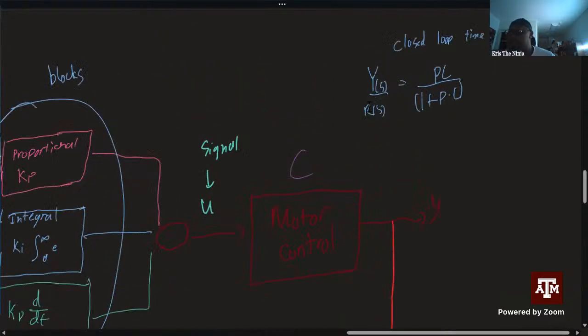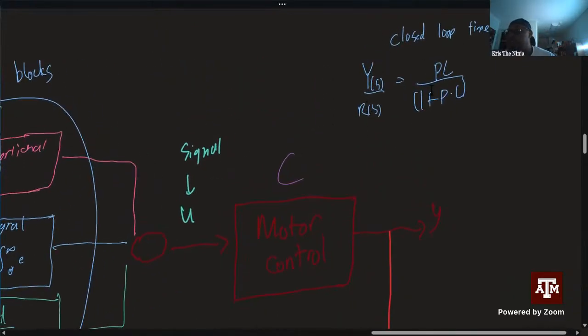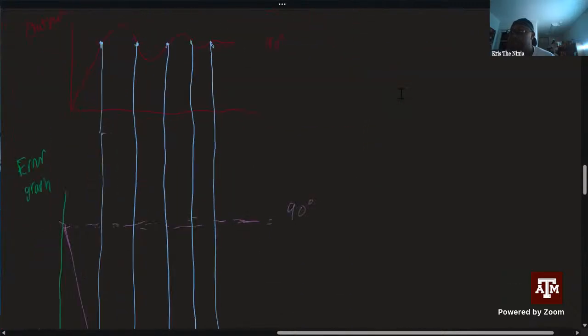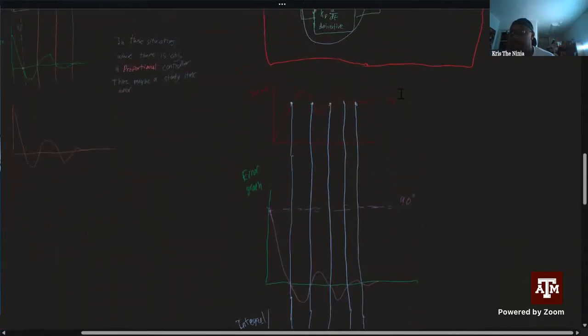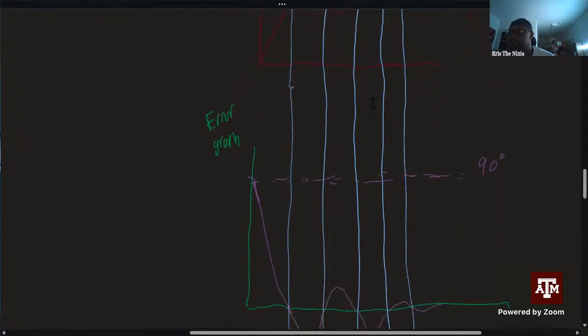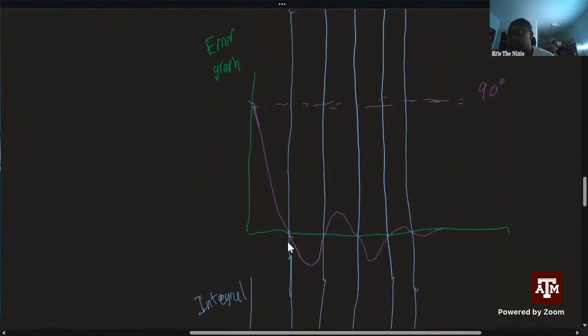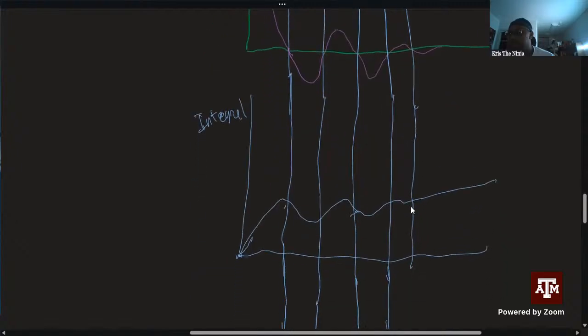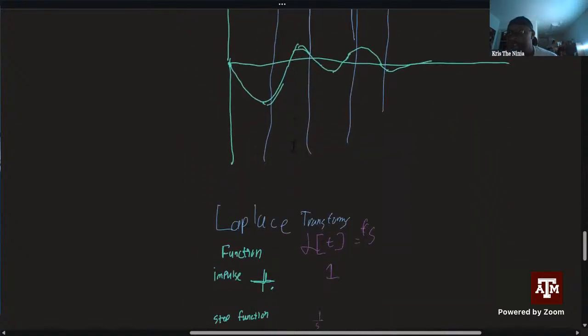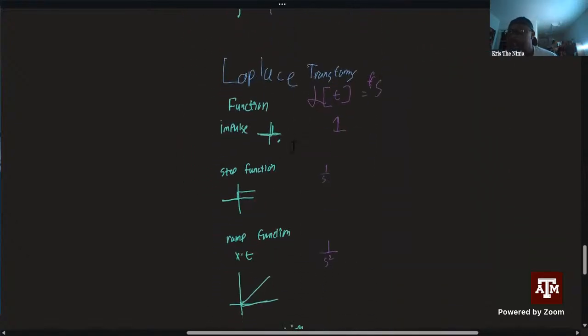That led us to this equation right here, the shortcut for the Laplace domain. You have PC over 1 plus P times C. And then as you can see here, you can see the graph output. As it's changing, you see the error going below 0, above 0. The integral graph does not change below 0. And yeah, so then we got into the Laplace transform.